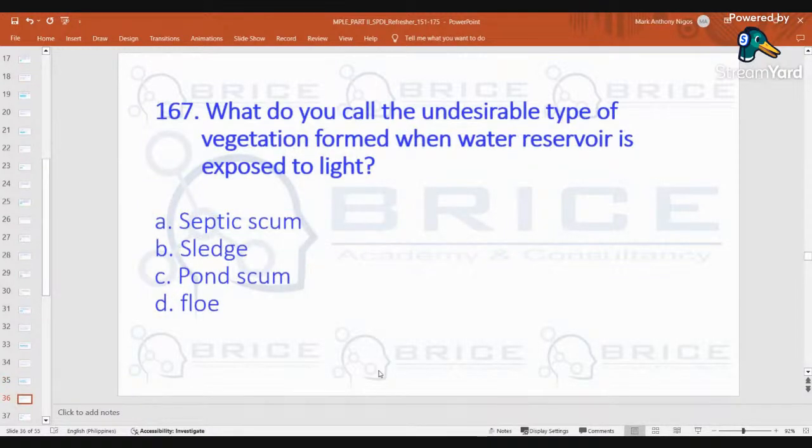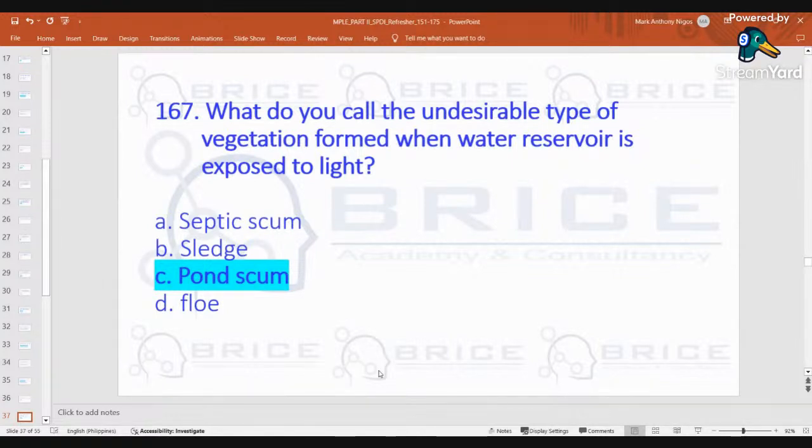167. What do you call the undesirable type of vegetation formed when a water reservoir is exposed to light? A, septic tank scum. B, sludge. C, pond scum. D, fluffy. Answer is C, pond scum.